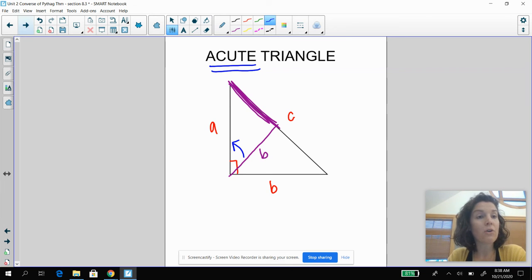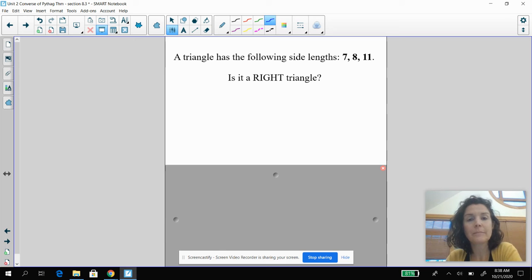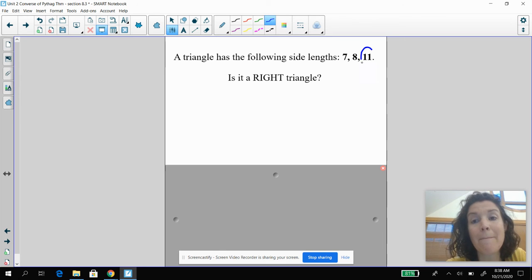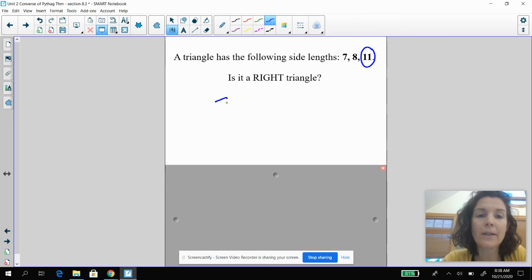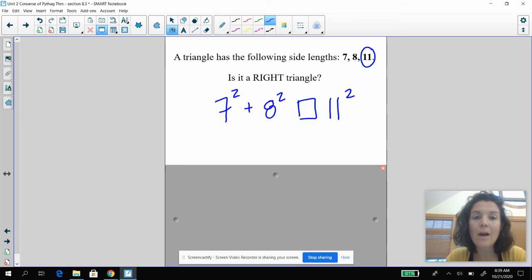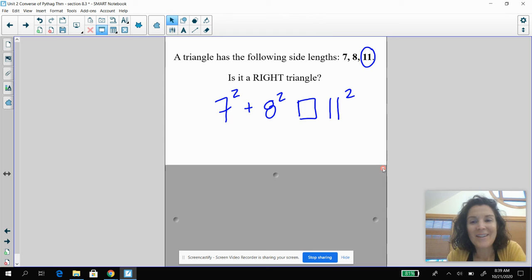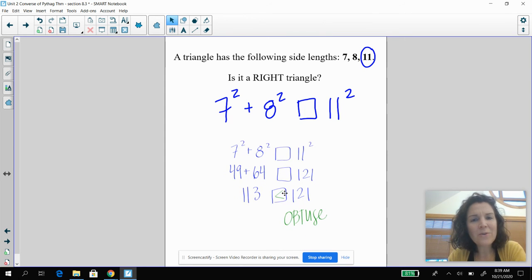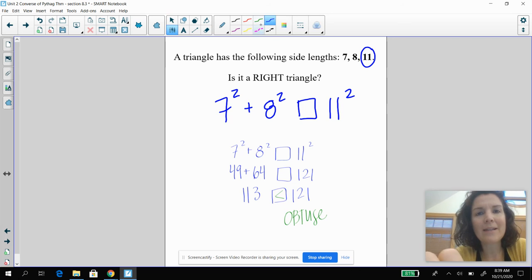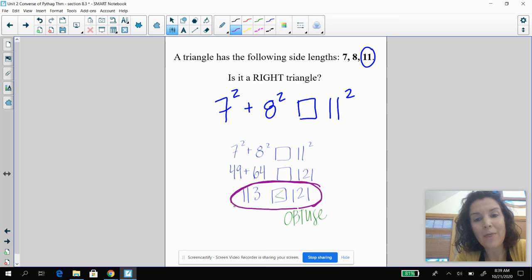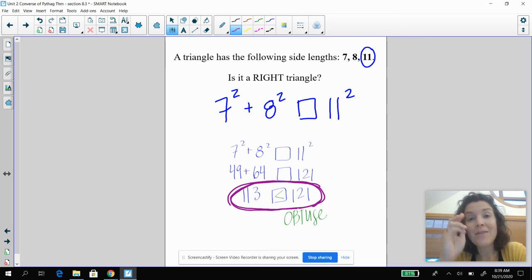So now let's try this one. So again, we're going to assume maybe that this is our hypotenuse. So let's do 7 squared plus 8 squared, and we're going to compare that to 11 squared. Pause the video, try it, and let's see what you get. All right, we're back. So hopefully you got this. You got that now my c squared was greater than my a squared plus b squared. And in this situation, this is what we call an obtuse triangle.